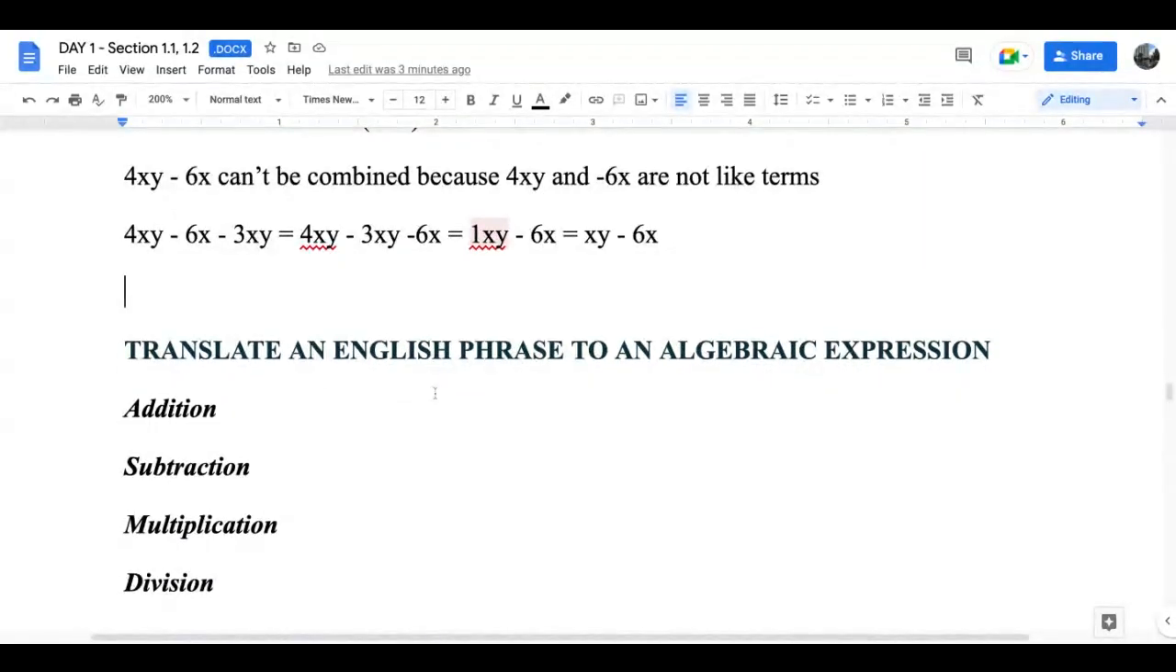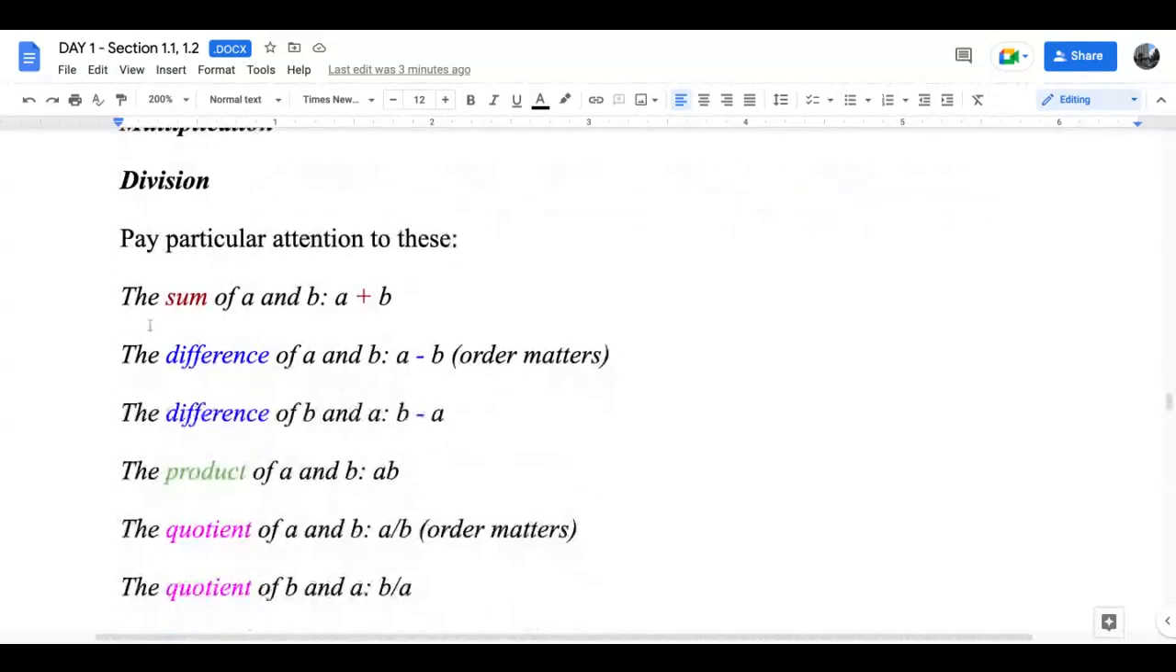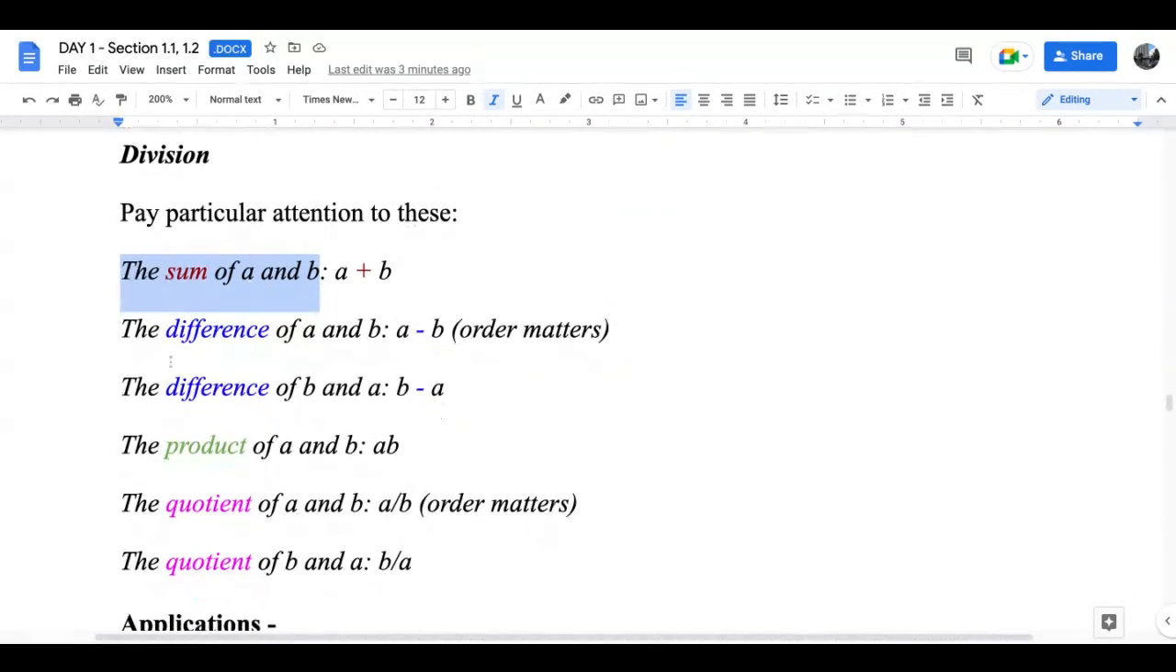Okay, translate English phrase into algebraic expression. Addition, subtraction, multiplication, division. Let's see this. The sum of A and B. What is A plus B? Right, the sum.